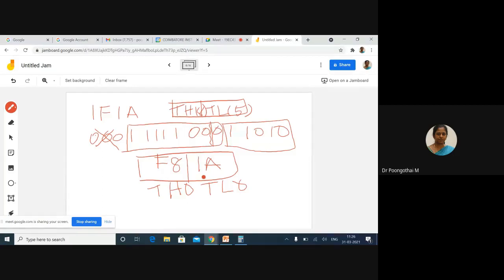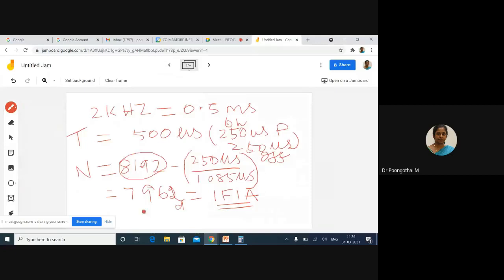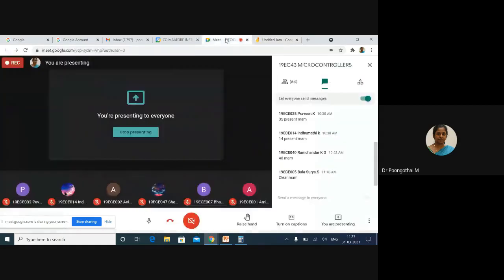Okay, is that clear? Can you calculate the value for 16-bit and 8-bit timers using the same formula? Instead of 8192, in case of a 16-bit timer, you have to use 65536. In case of an 8-bit timer, 256. Please do it and put your answers in the chat box for the 16-bit and 8-bit timer initial values.